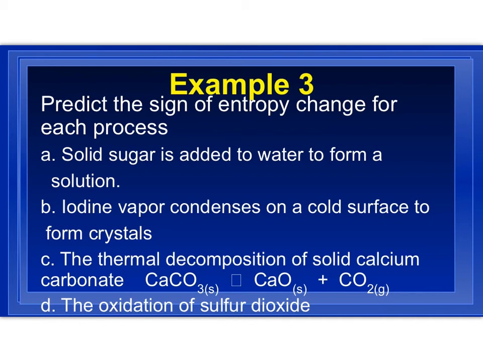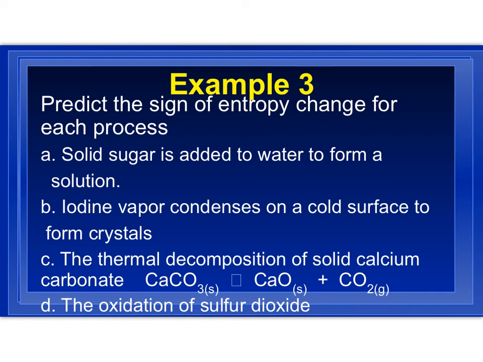For part B, iodine vapor condenses on a cold surface to form crystals. That means that it's going from gas to solid form, and that would lower its entropy. Thus, we would have a negative delta S. If we take a look at example C, the thermal decomposition of calcium carbonate, you can see that we're going from a solid, and then you are producing a solid and a gas. So in this example, we are increasing the entropy because some of the particles were able to now expand and have more randomness in gaseous state.